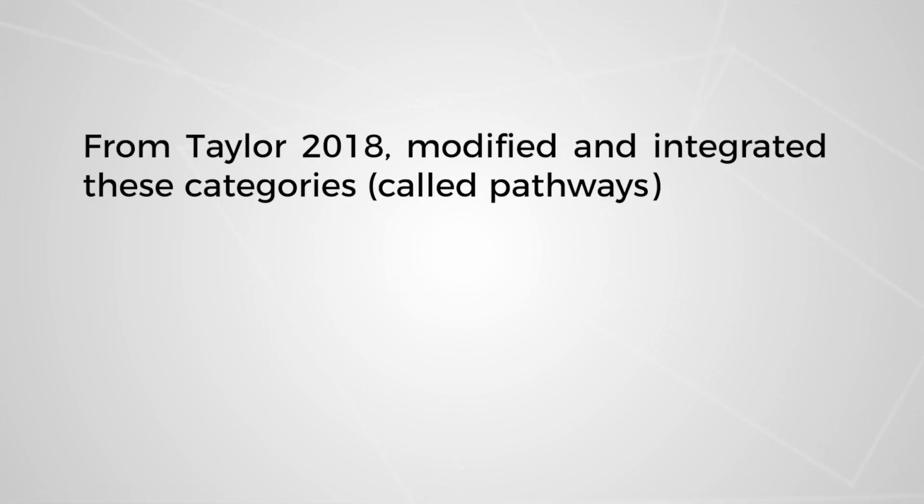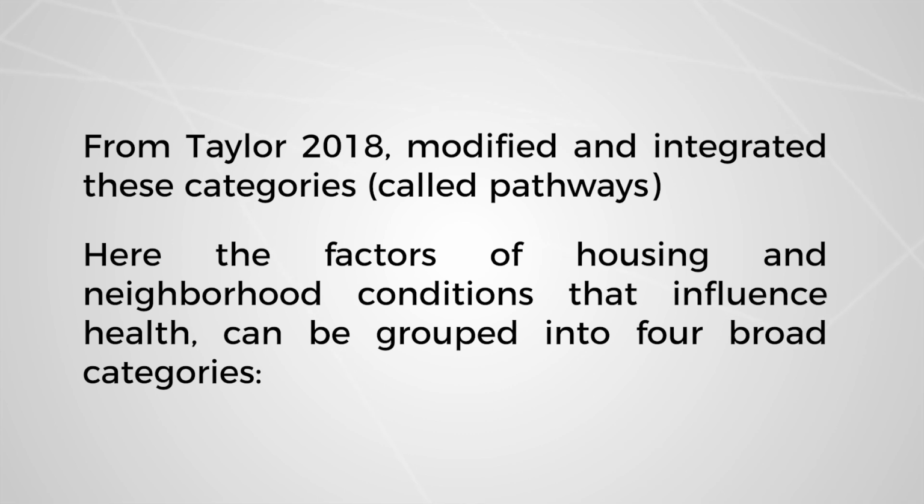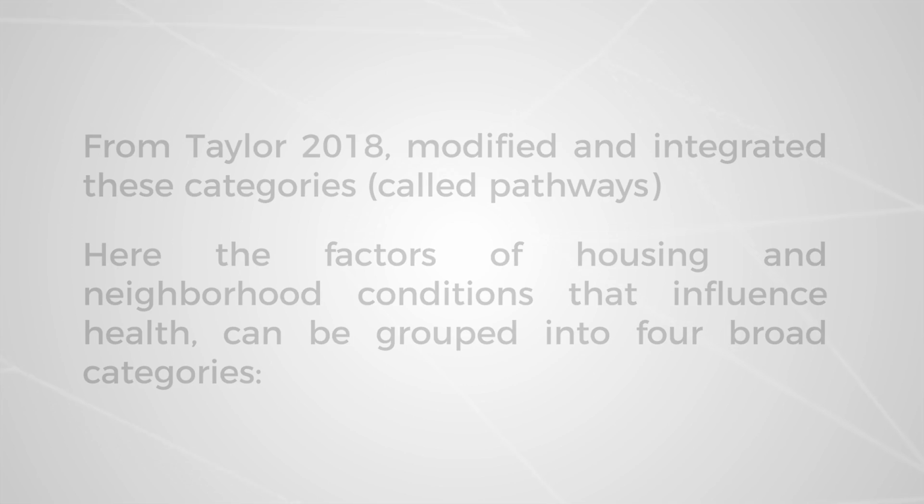Recently, Taylor, based on new evidence, modified and integrated these categories and called them pathways. Here are the factors linked to housing and neighborhood conditions that influence health. These can be grouped into 4 categories.